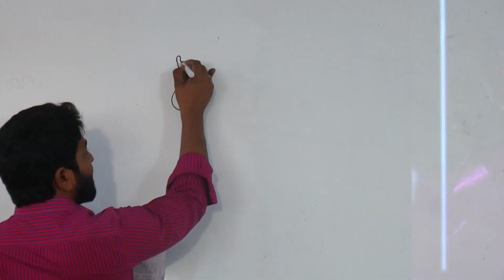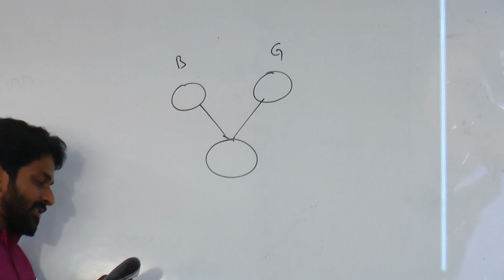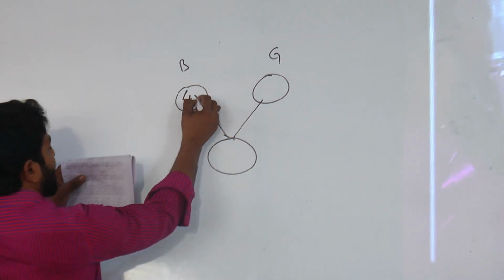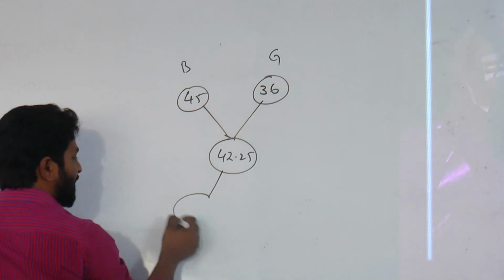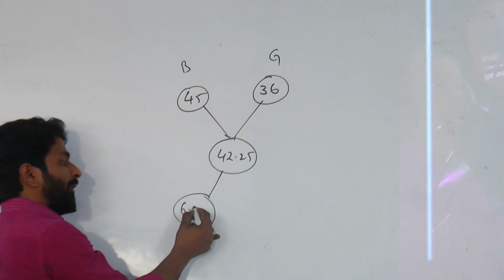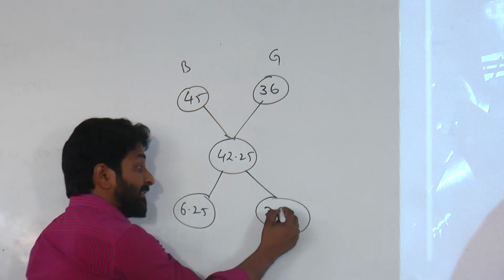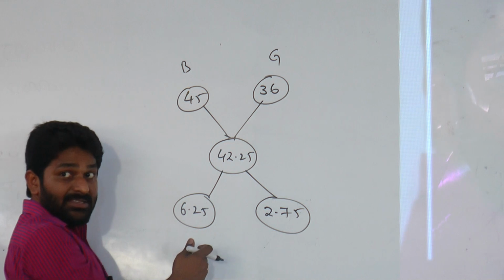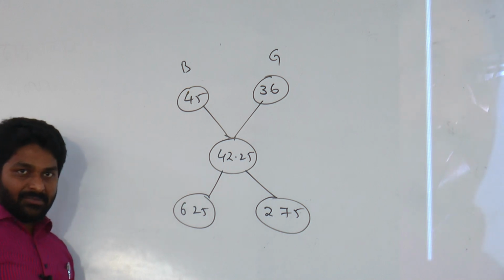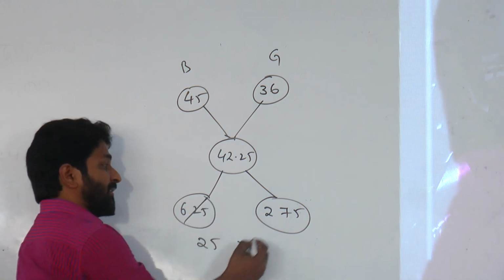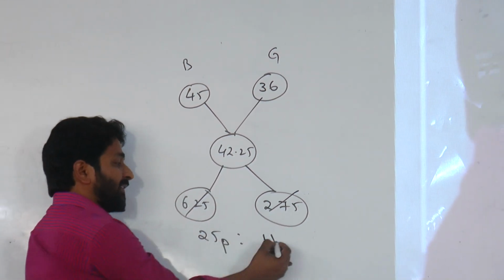So, these are boys, girls, and then class. Boys average is 45. Girls average 36. Class average 42.25. The difference of these two numbers is 6.25, and again the difference of these two numbers is 2.75. After decimal, as we have two digits, let me write it as 625 and 275. Cancellation with 25: here I have 25 times and here I have 11 times. So boys are 25 parts and girls are 11 parts.